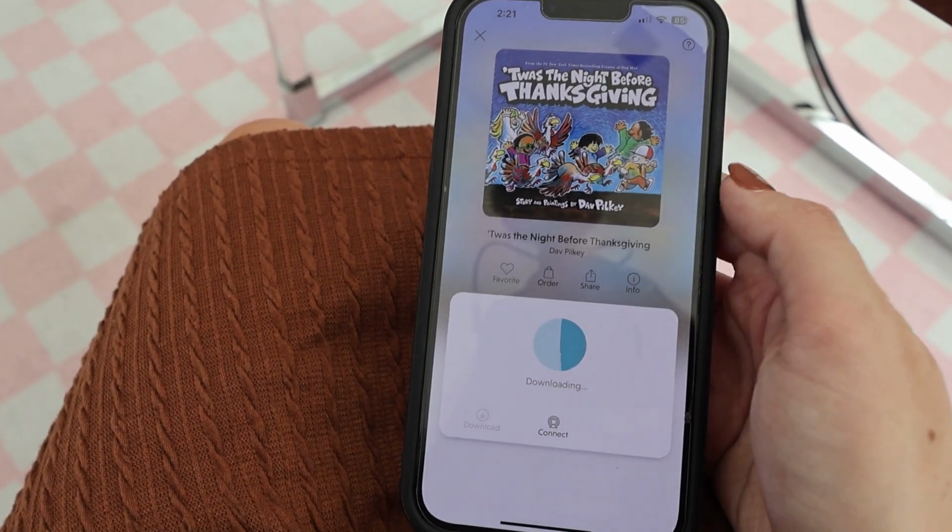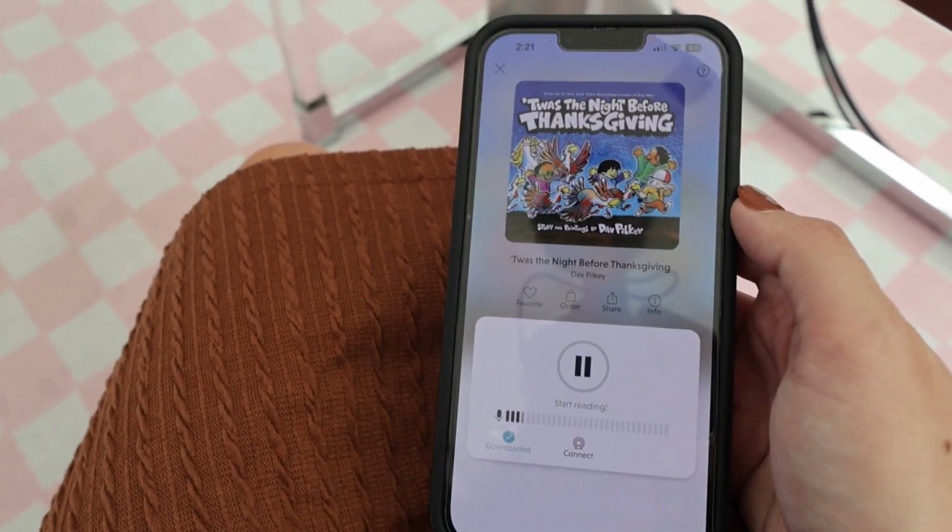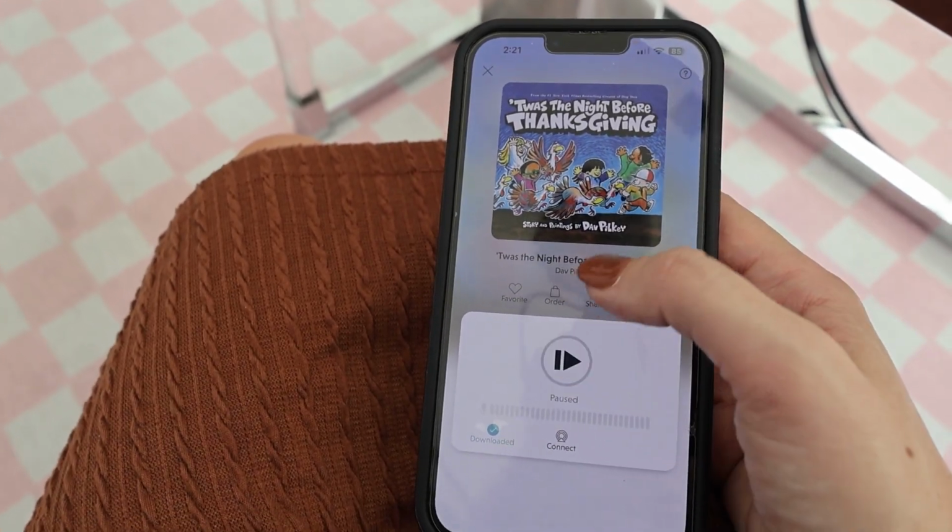So even though I don't have the physical book down here, it is in one of my bins, I do not know which one, we are going to demonstrate this, and I hold up the beginning of the book so that you can see. 'Twas the Night Before Thanksgiving by Dave Pilkey.